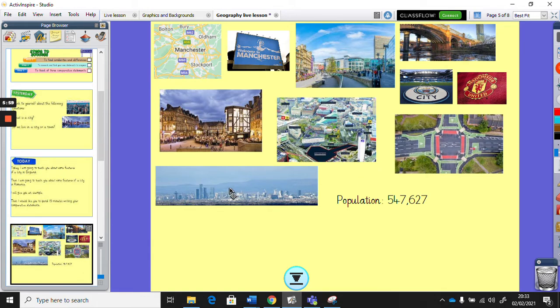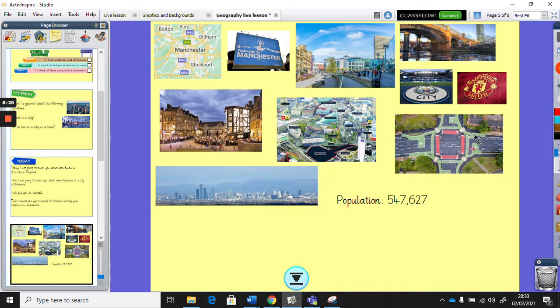If you look here, this is the skyline of Manchester. I can see lots and lots of very tall buildings. Have a think to yourself, what do you think might be going on in those tall buildings? Do you think they're people's houses? Do you think people work there?